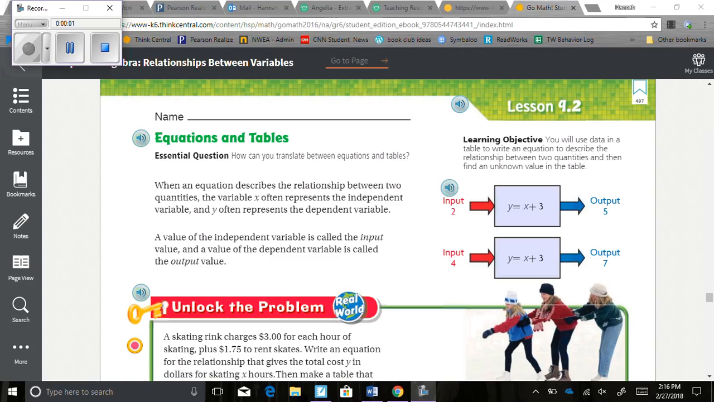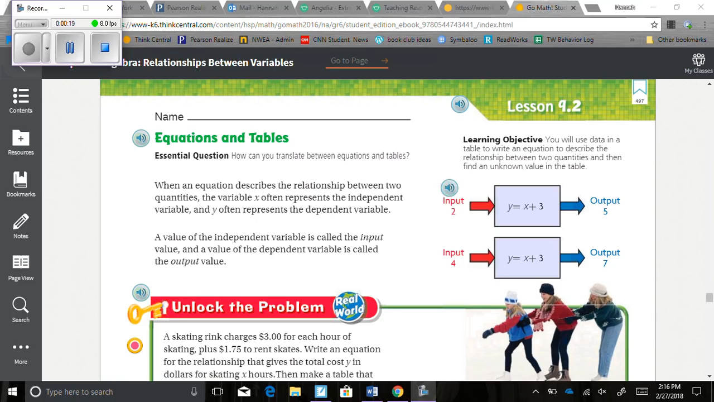Chapter 9, Lesson 2, Equations and Tables. Learning Objective: You will use data in the table to write an equation to describe the relationship between two quantities and then find an unknown value in the table. How can you translate between equations and tables?